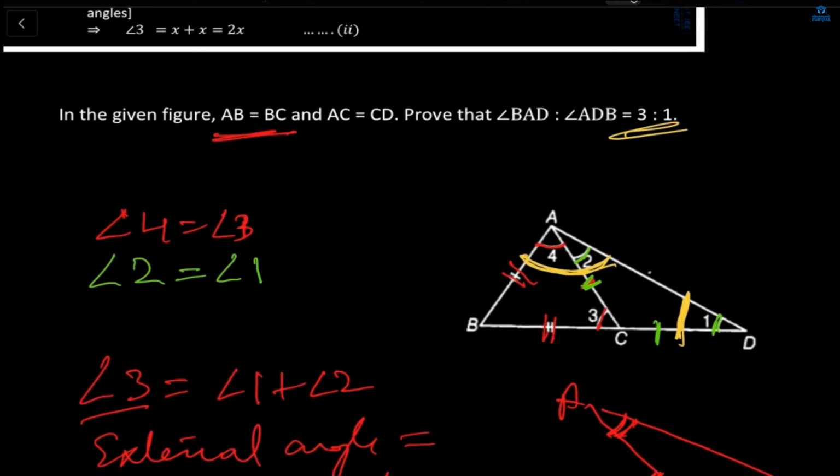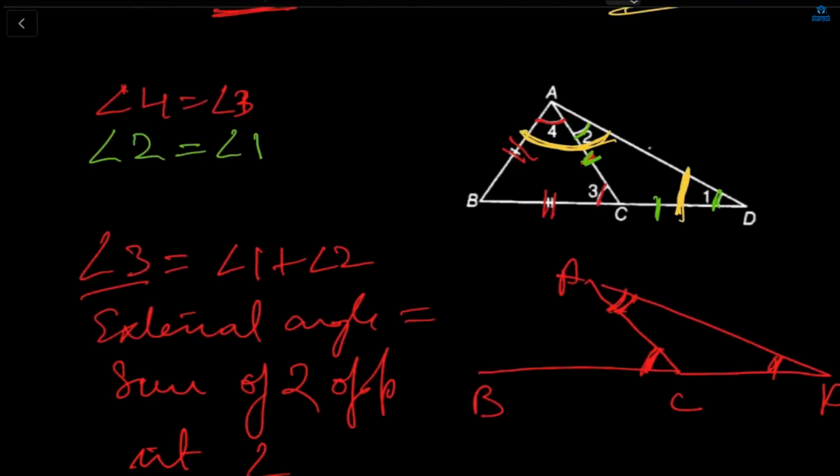Same thing is given in triangle ACD, that obtuse triangle just beside, this one. That AC is equal to CD. That means angle 2 will be equal to angle 1. And we are assuming that angle 2 is equal to angle 1 is equal to x. We are assuming it as x.